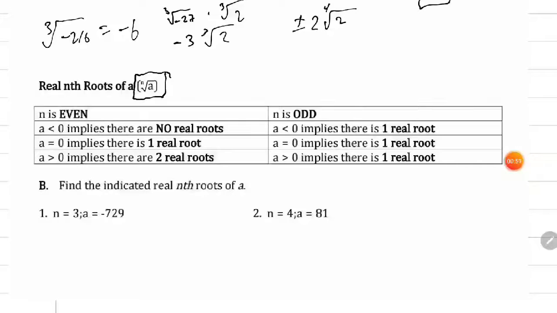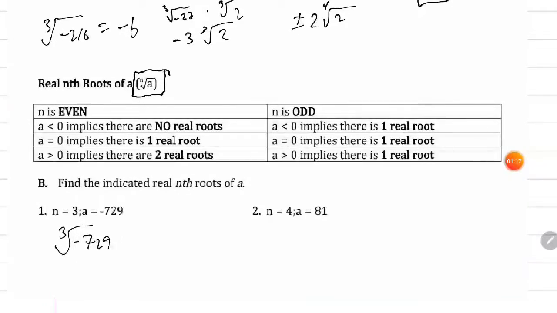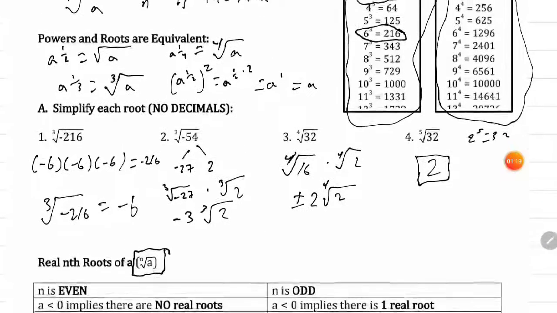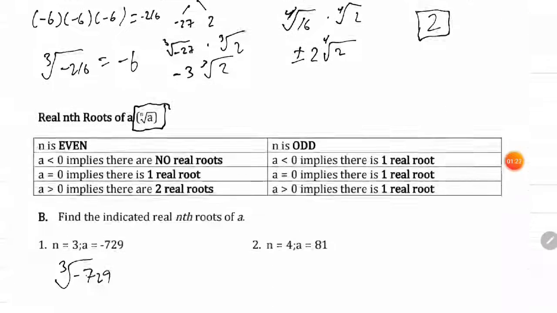So let's do another example. Here we go. We have the third root, n equals 3, of negative 729. If we look back at our chart, a is less than 0, that means it's negative. There is one real root, and that happens to be, if I look back at my chart, 729.